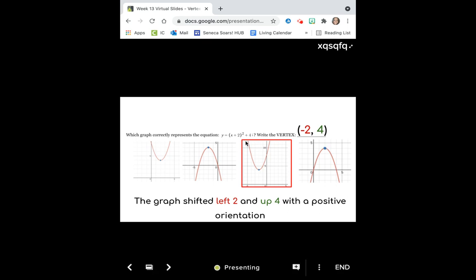All right, so we're going to flip the sign from in the parentheses. So the vertex is going to be at -2 and then +4. So the graph shifts left 2 and up 4, and it's got a positive orientation because there's no negative sign there at the very beginning. So that's going to be graph 3.